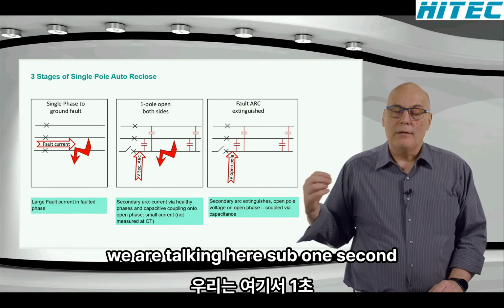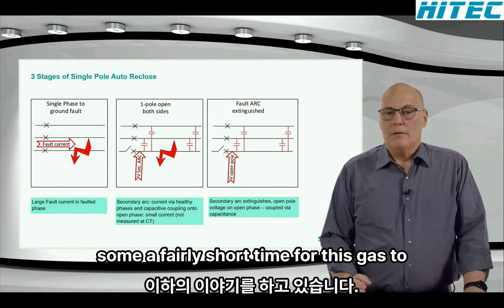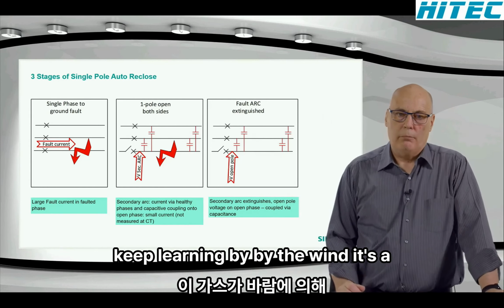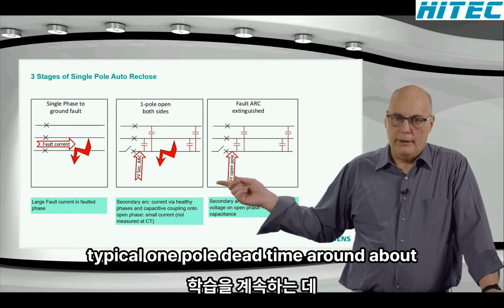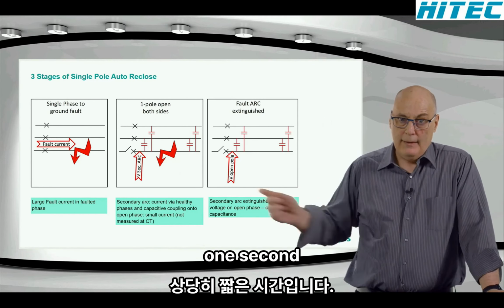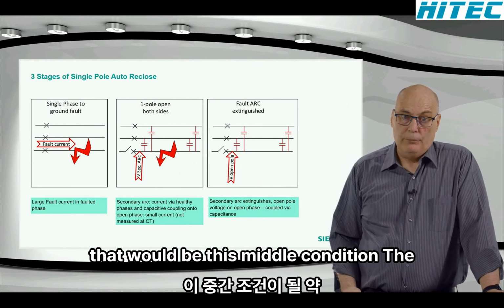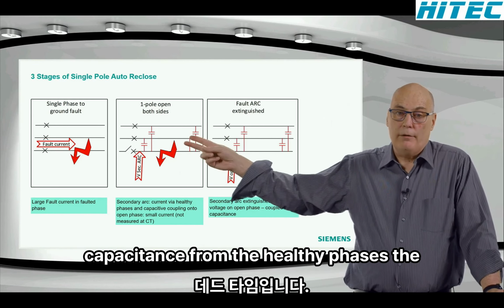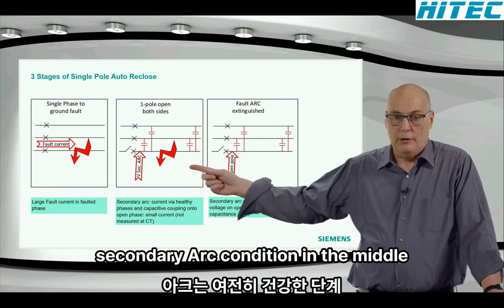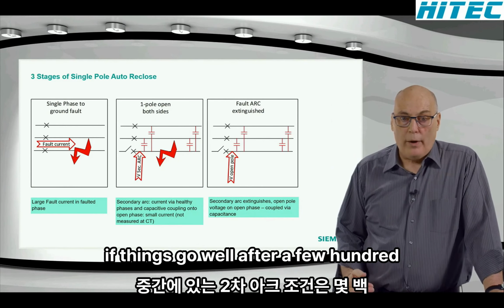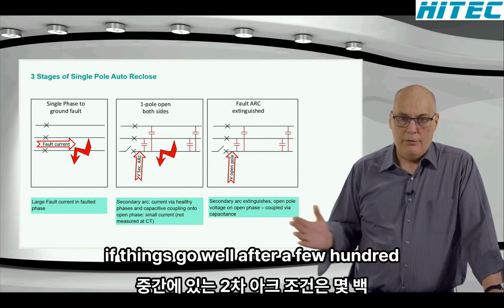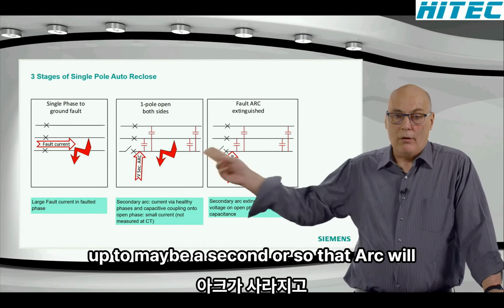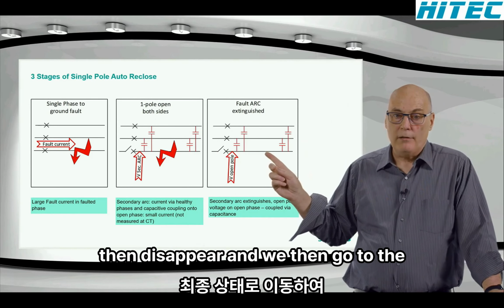We are talking here sub 1 second, and that's a fairly short time for this gas to get blown by the wind. It's a typical 1-pole dead time, around about 1 second. That would be this middle condition. The arc is still there, fed by the capacitance from the healthy phases, the secondary arc condition in the middle. If things go well, after a few 100 milliseconds, up to maybe a second or so, that arc will disappear, and we then go to the final state.